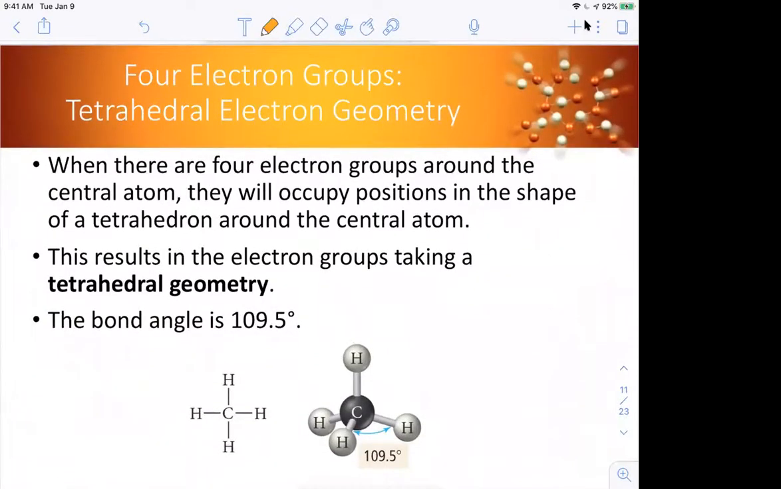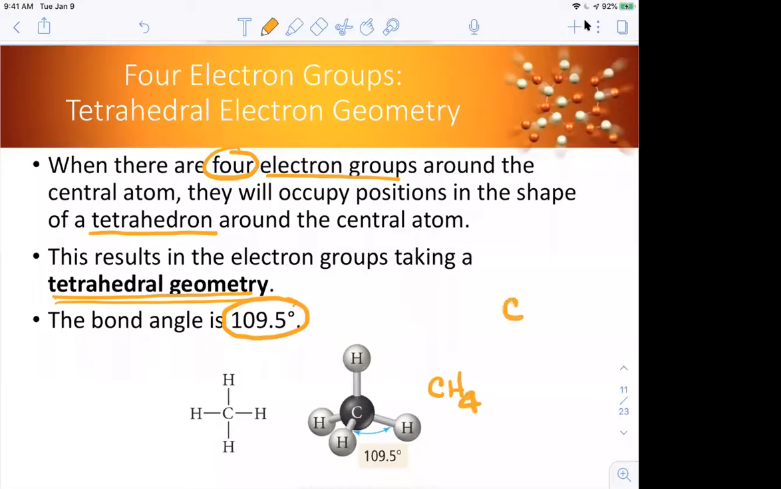Next, I have 4 electron groups, which is tetrahedral. So when I have 4 electron groups around a central atom, I'm going to form the shape of a tetrahedron. So this is going to be my tetrahedral geometry. My bond angle is 109.5. So this is CH4. CF4 will do the same thing, but this one is CH4.